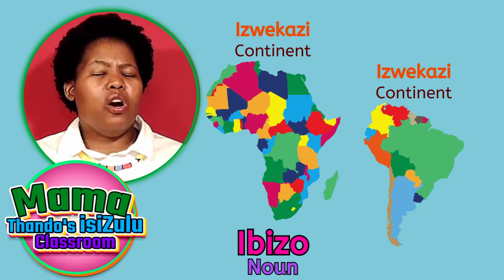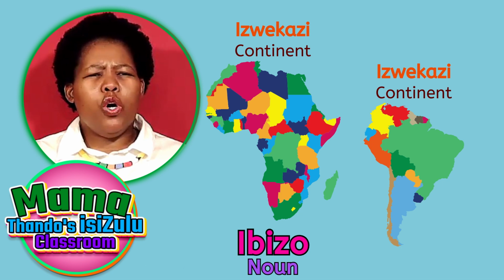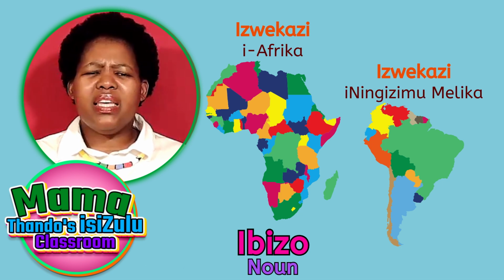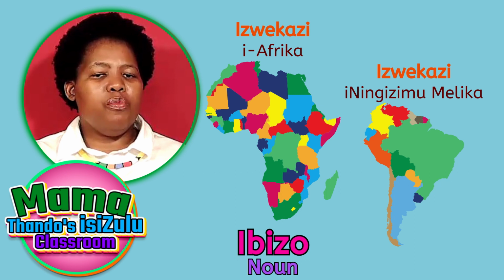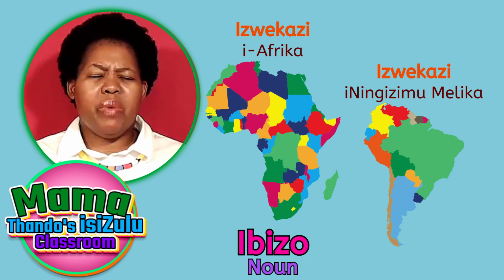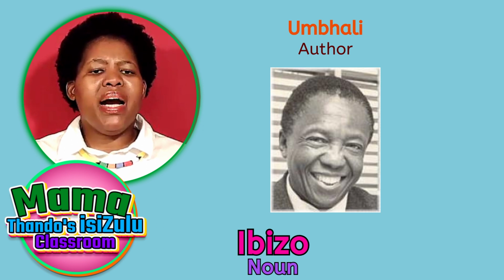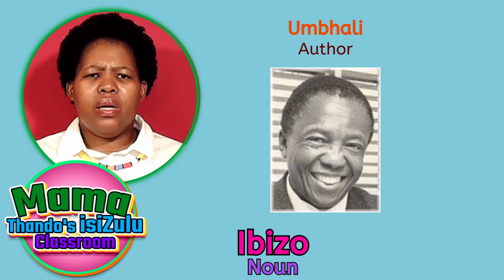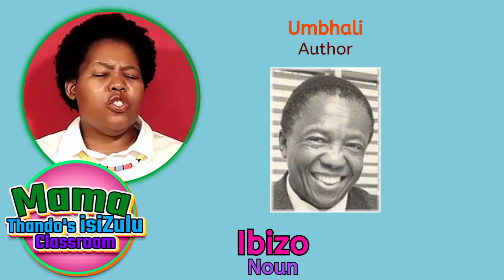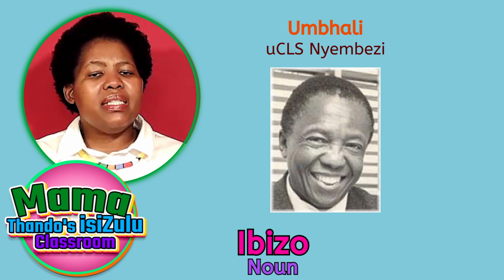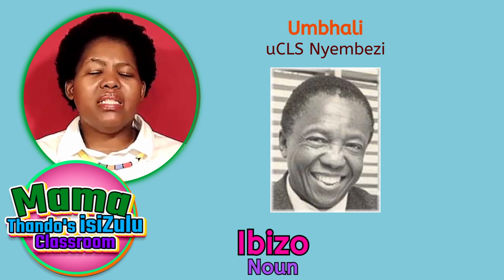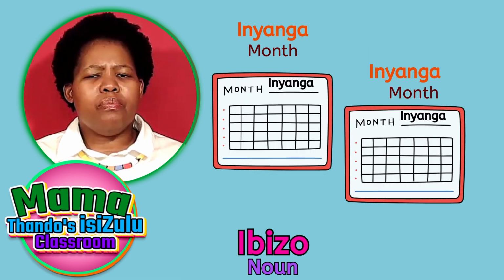Izwekazi, that's a continent. But we don't know which one you're referring to. But then if you say i-Afrika, now I know you're talking about Africa. Or if you say iNingizimu Melika, now I know you're talking about South America. Umbali, that's an author. I have no clue what you're talking about because you're just telling me of an author. So that's a common noun. uCLS Nyembezi. Now, that's a proper noun. That's more specific. Inyanga, that's a month.